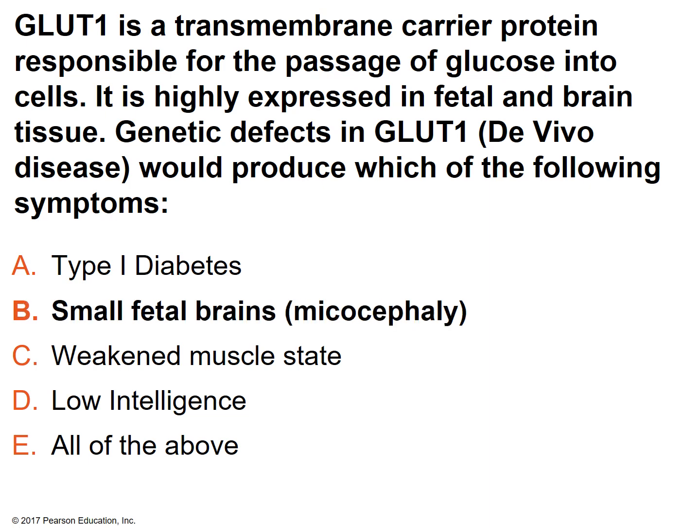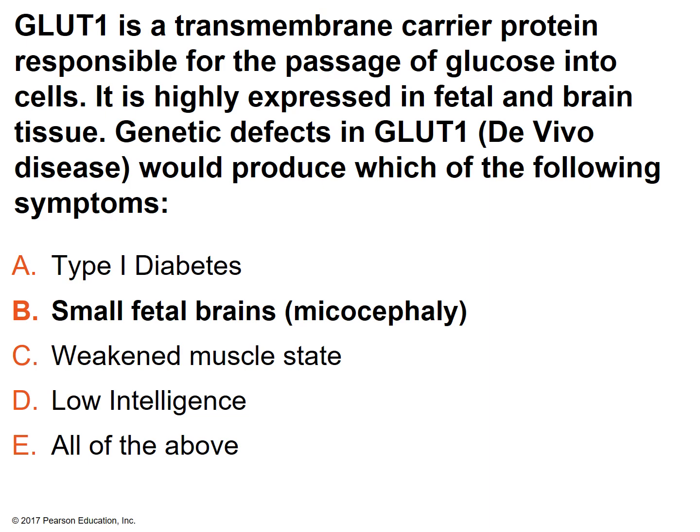The answer is microcephaly. If you answered type 1 diabetes, great job for thinking about the importance of glucose in a disease that we've already touched on. But because this particular carrier protein is expressed in fetal and brain tissue, it's not going to have a huge global impact on blood sugar levels. Similarly, when we discussed a weakened muscle state, this protein is not found on muscle cells, so I wouldn't expect it to influence that energy producing ability of your muscles.